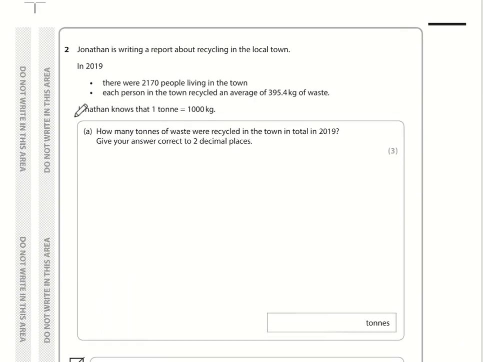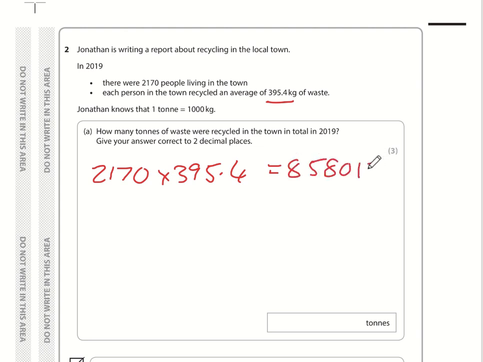Okay, so we know that there were 2,170 people each recycling that amount of waste. So the total waste is 2,170 multiplied by 395.4, and that comes to 858,018 kilos. Now we want this in tons. We know that 1 ton is 1,000 kilos, so kilos to tons we are dividing by 1,000.